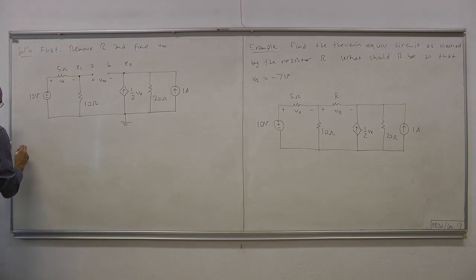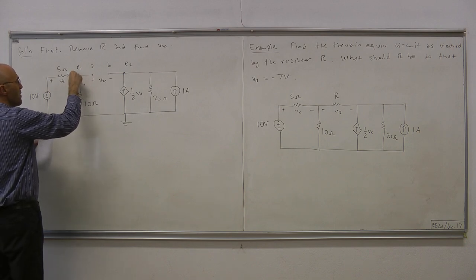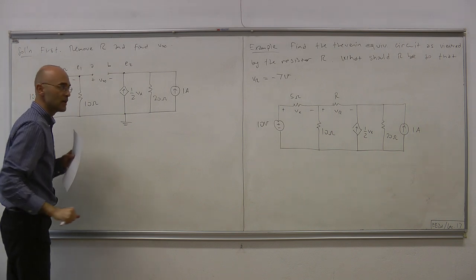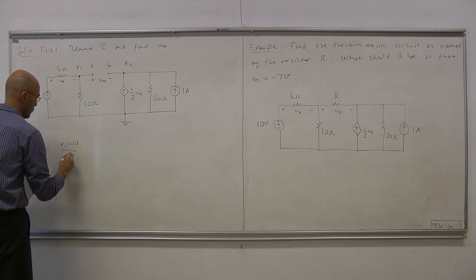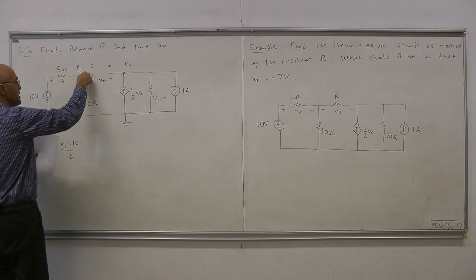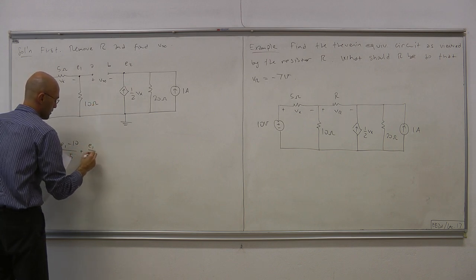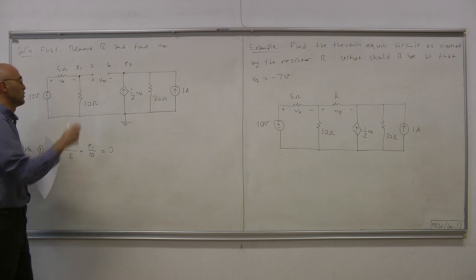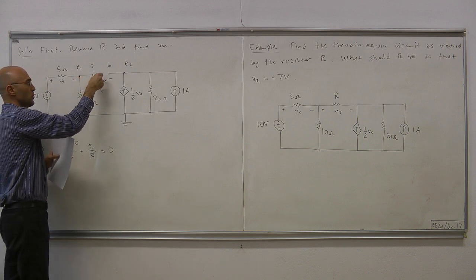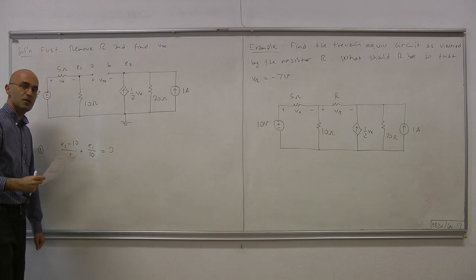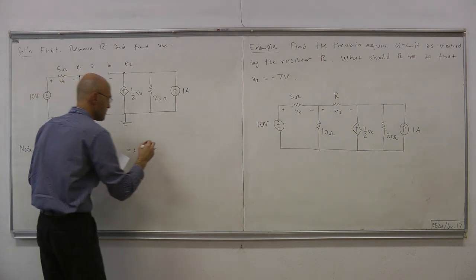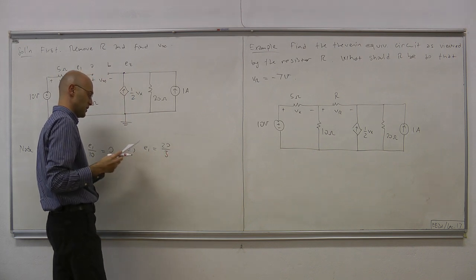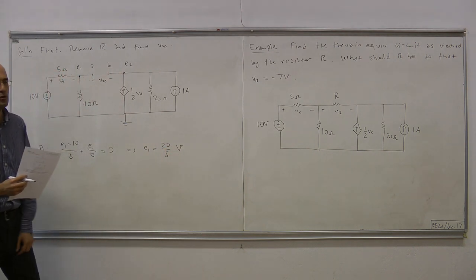So let's begin writing node equations at nodes 1 and 2. Node 1. Since it's open circuit, we have only two wires, this and that. This current plus that current equals 0. This current is E1 minus 10 over the resistance in between, which is 5, and this current is E1 over 10. By KCL that must equal 0. Note that the current here is 0 because this is open circuit now. This immediately gives us E1 equals 6.6666, that is, 20 over 3 volts.